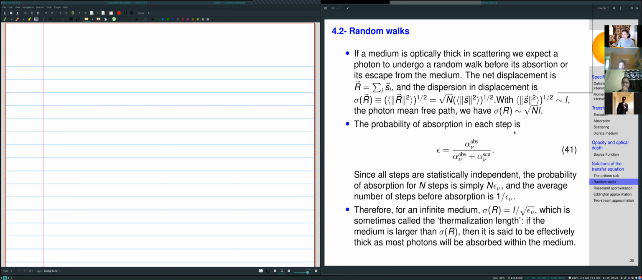And in a random walk, the net displacement is given by the square root of n times the size of the step. So the net displacement until absorption is given by this expression: the displacement in terms of the step size, divided by the square root of epsilon. Epsilon is 1 minus the albedo. You might have heard of the albedo before.